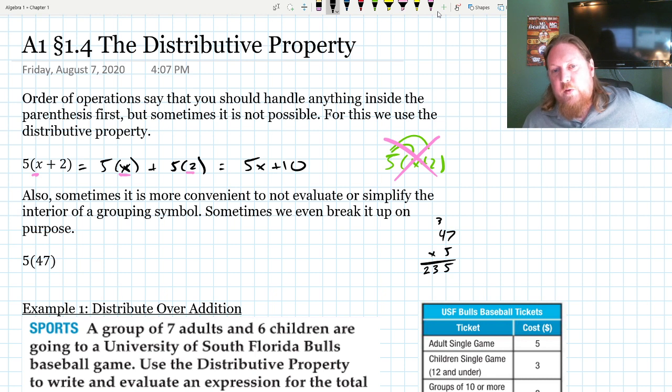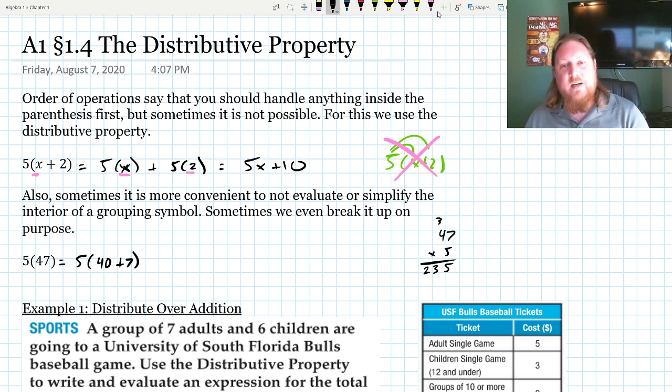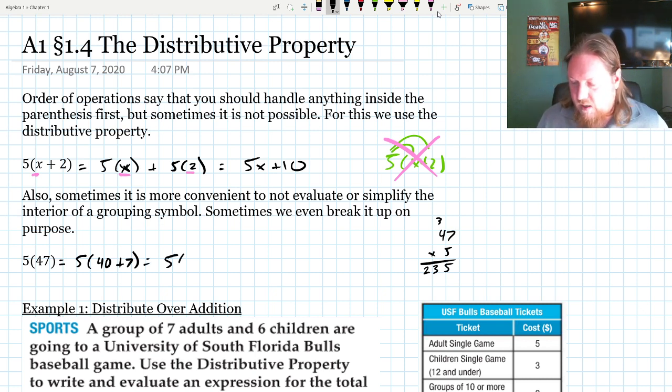What I want to show you is that there are other ways of doing it, and it's all about using the distributive property. I'm actually going to break that 47 apart. 5 times 40 plus 7. What I've done here is I've turned it into two numbers that I can multiply a lot more easily in my head. 5 times 40 plus 5 times 7.